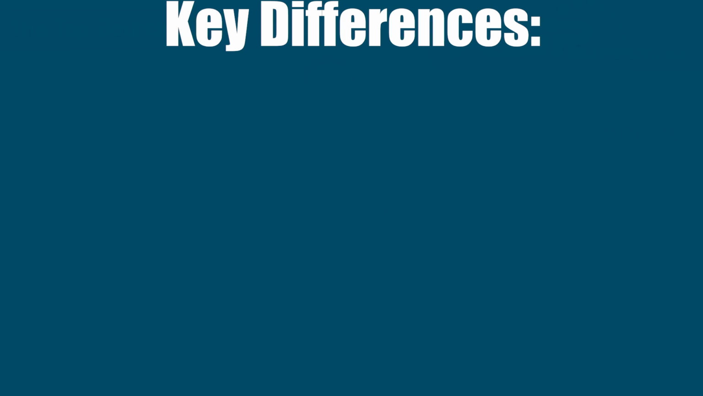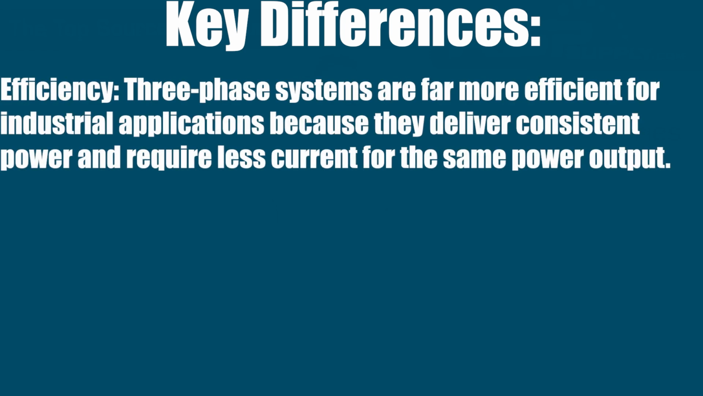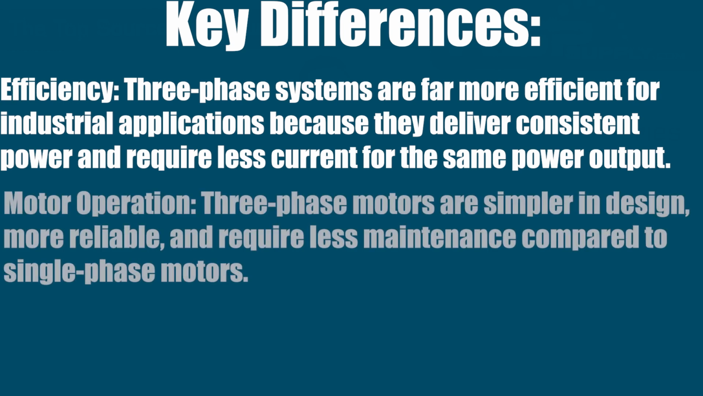Some key differences in industrial automation between the two. As far as efficiency goes, three-phase systems are a lot more efficient for industrial applications because they deliver that consistent power and require less current for the same power output. As far as motor operation goes, three-phase motors are simpler in design, more reliable, and they require less maintenance compared to single-phase motors. Once again, it's a lack of those split-phase windings and capacitors.